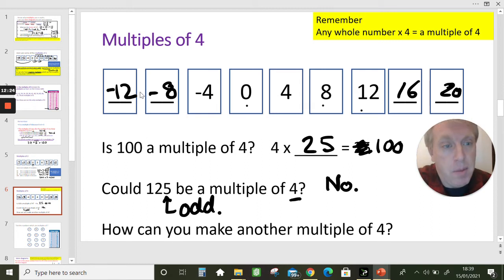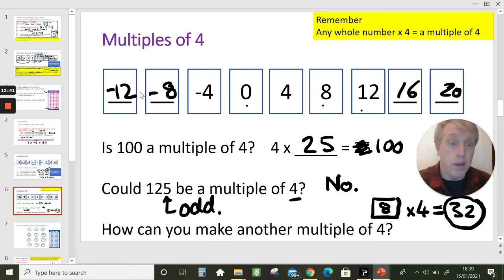How can you make another multiple of 4? Well, think of any whole number, times it by 4. I might do 8. 8 times 4 is 32. Oh, 32 is a multiple of 4.